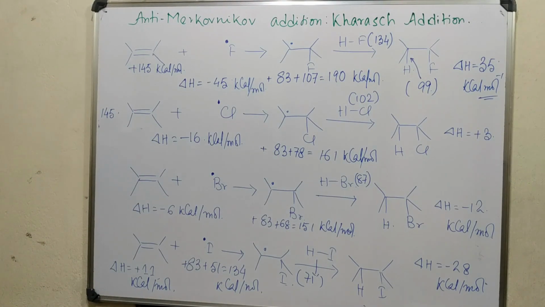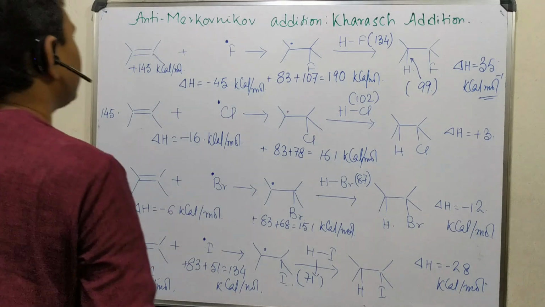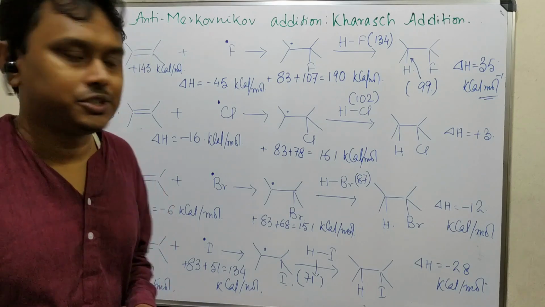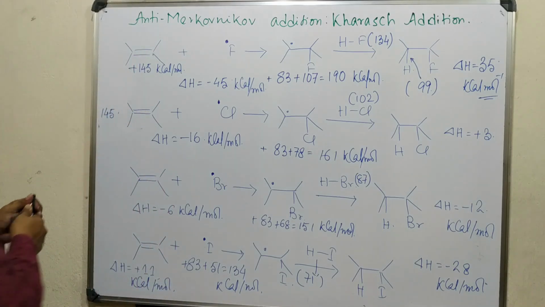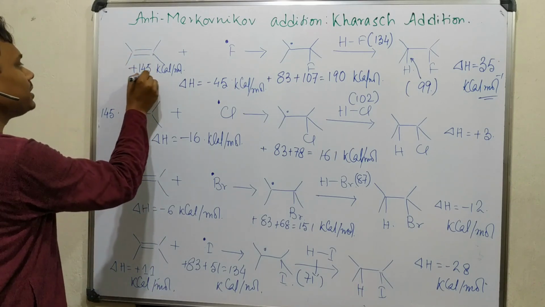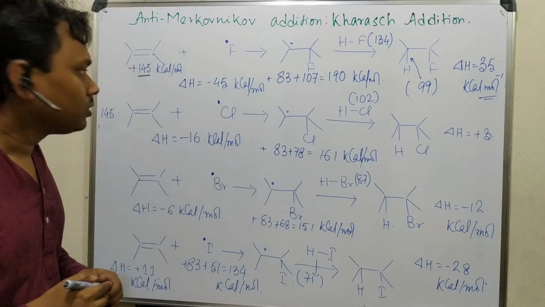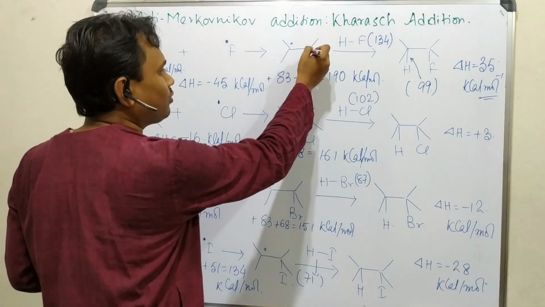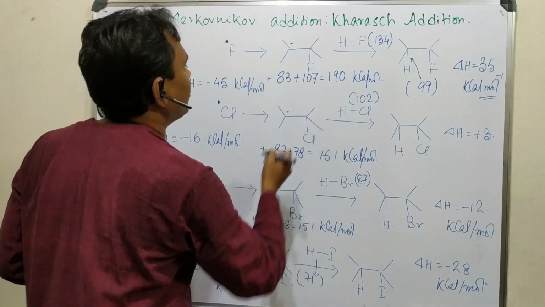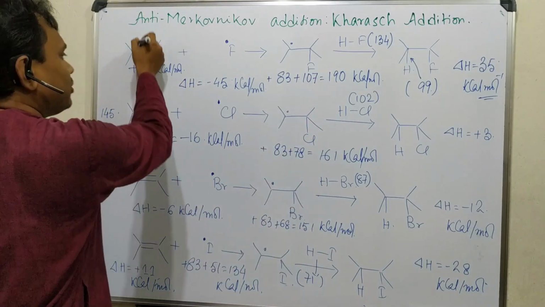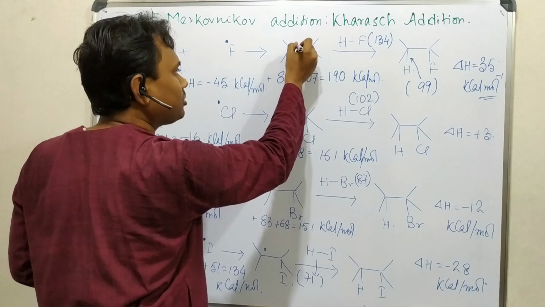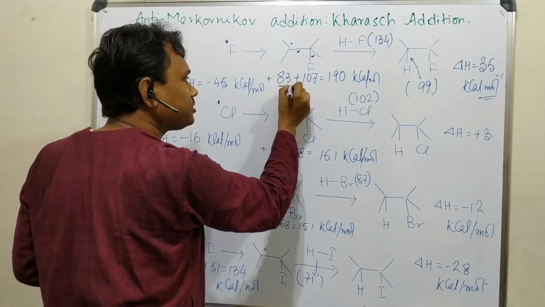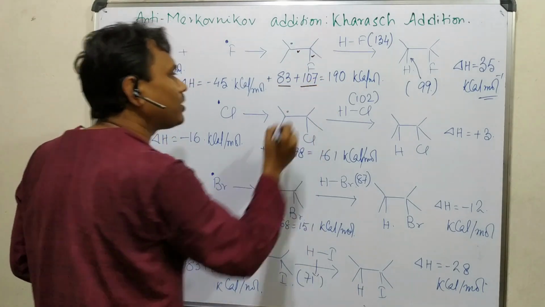Okay, let's continue the last part of this lecture, that is, why HBr, explanation based on bond energy. Now as you can see, the C=C double bond energy is 145 kilocalorie per mole. Compared to that, what is produced here is one C-F bond. Here the double bond is broken and produces one single bond, this one and this one. So this C-C single bond energy is 83 and the C-F bond energy is 107.